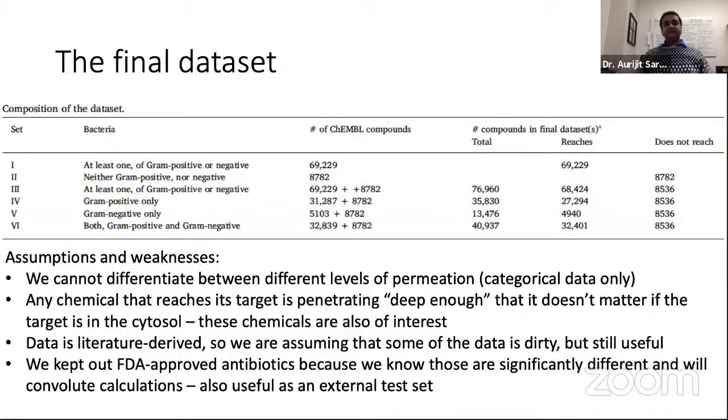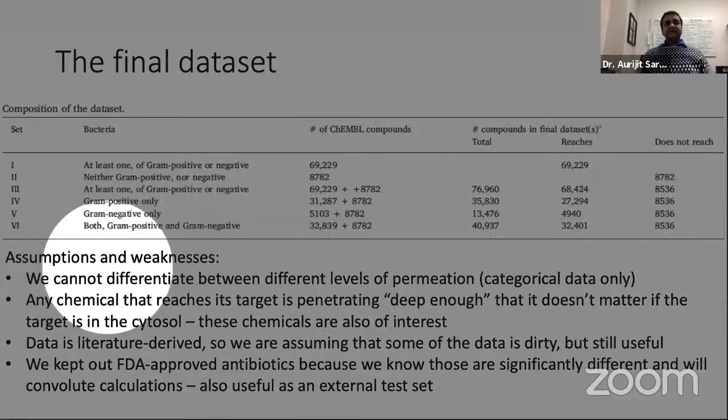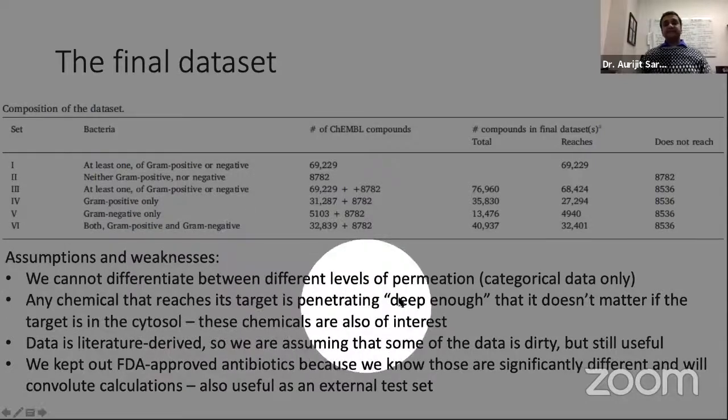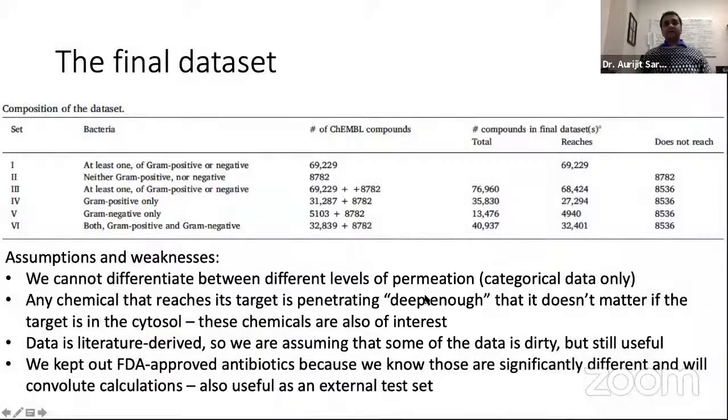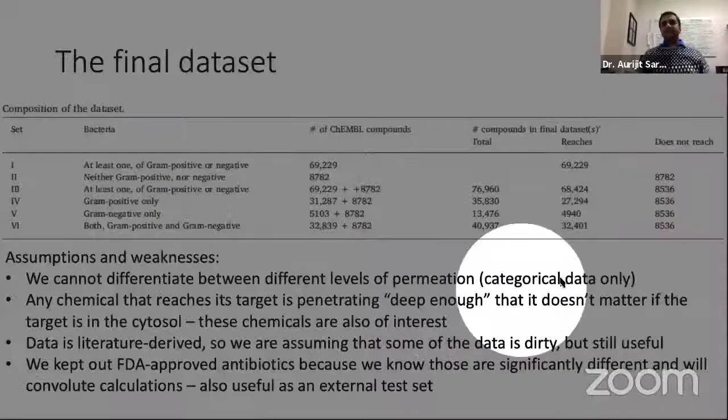There are some assumptions and weaknesses in this data set. We definitely cannot differentiate between different levels of permeation. So we can only relatively well know that the chemical gets inside or fails to get inside. We don't know, for example, if chemical 1 is tenfold better at getting inside compared to chemical 2. That sort of data we do not have. So we're dealing with categorical data only at this time, not continuous data.